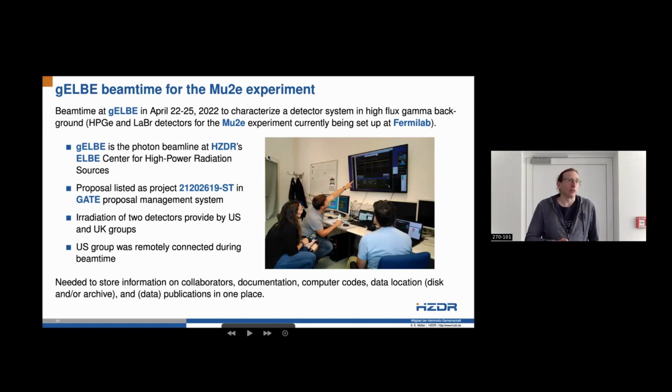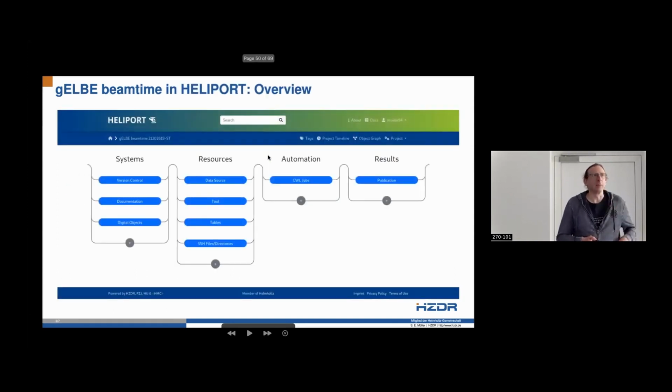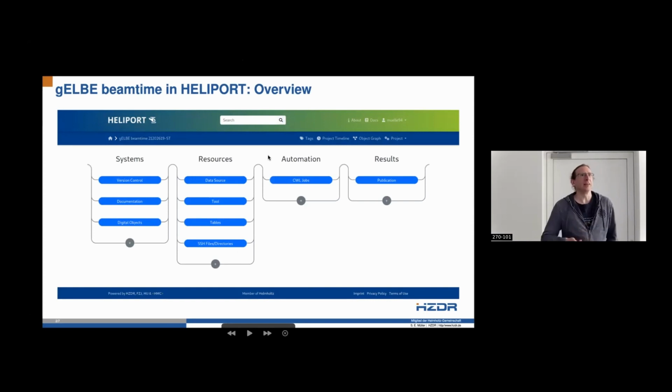But then in the end, we needed to store all the information on who was collaborating and the documentation and the computer codes and the data location, both on disk and the archives, and then the publications in one place. And that, of course, can be very nicely done with HELIPORT. So here you see now the overall overview of the project. You see these 4 different categories: systems, resources, automation, and results. The names are a little bit under discussion, but I will more or less go through them later on.